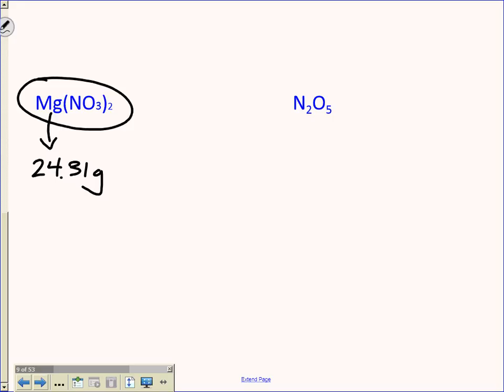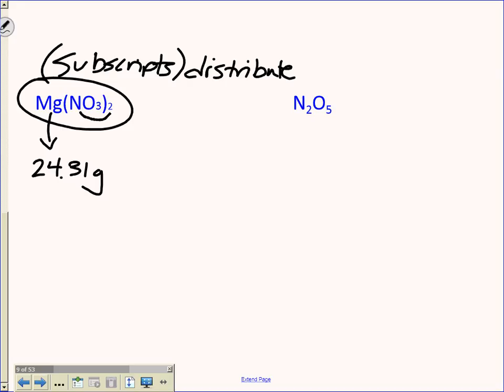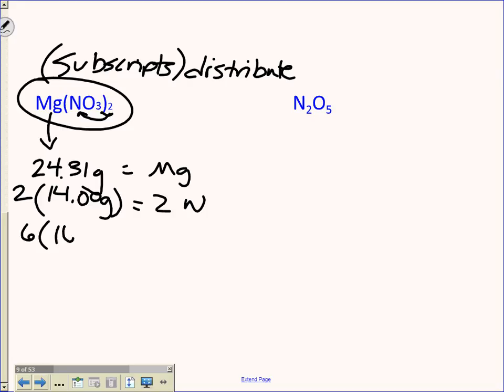Okay. How many nitrogens are there here? 2. This subscript, so this is a good point. Subscripts will distribute to the inside of a parenthesis. So the 2 goes into the N. So there's 2 nitrogens, each weighing what? 14. I'm going to write down all my baby steps here, okay? So 14.00 is what nitrogens weigh. This is a magnesium. How many oxygens do I have? 6. So you do distribute. So that's 2 times 3. So 6 times 16.00, which is our oxygen. So 24.31 plus 28 plus the oxygens.